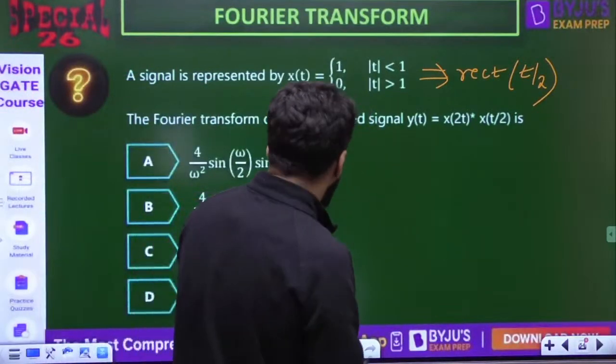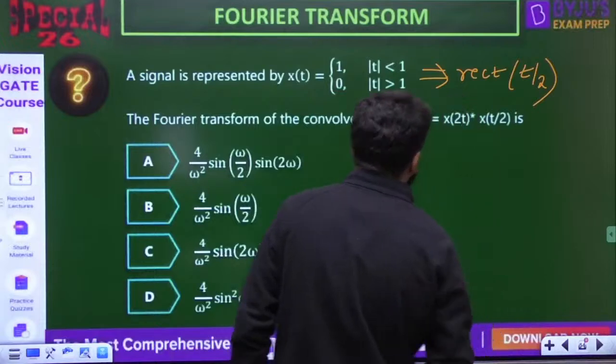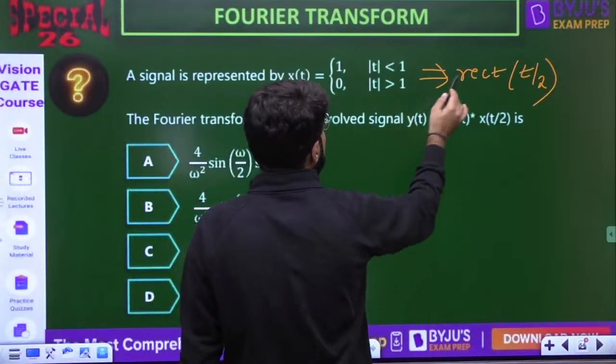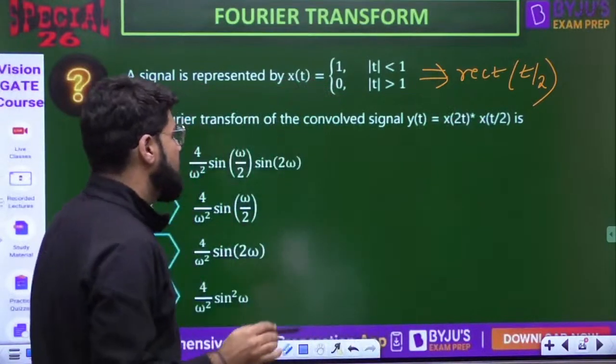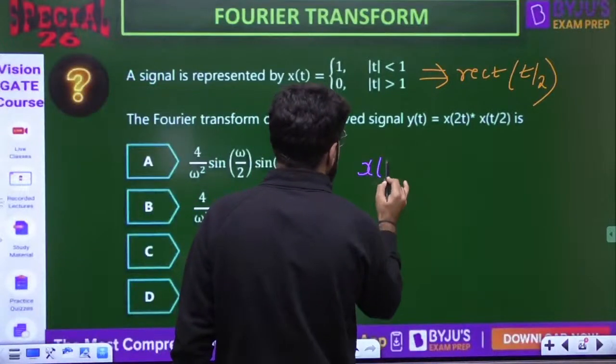Property is always your tool to make it simple. So let's see how we will do it simply. Okay, so I have x(t) is rect(t/2). First let me write down the Fourier transform of x(t) itself.